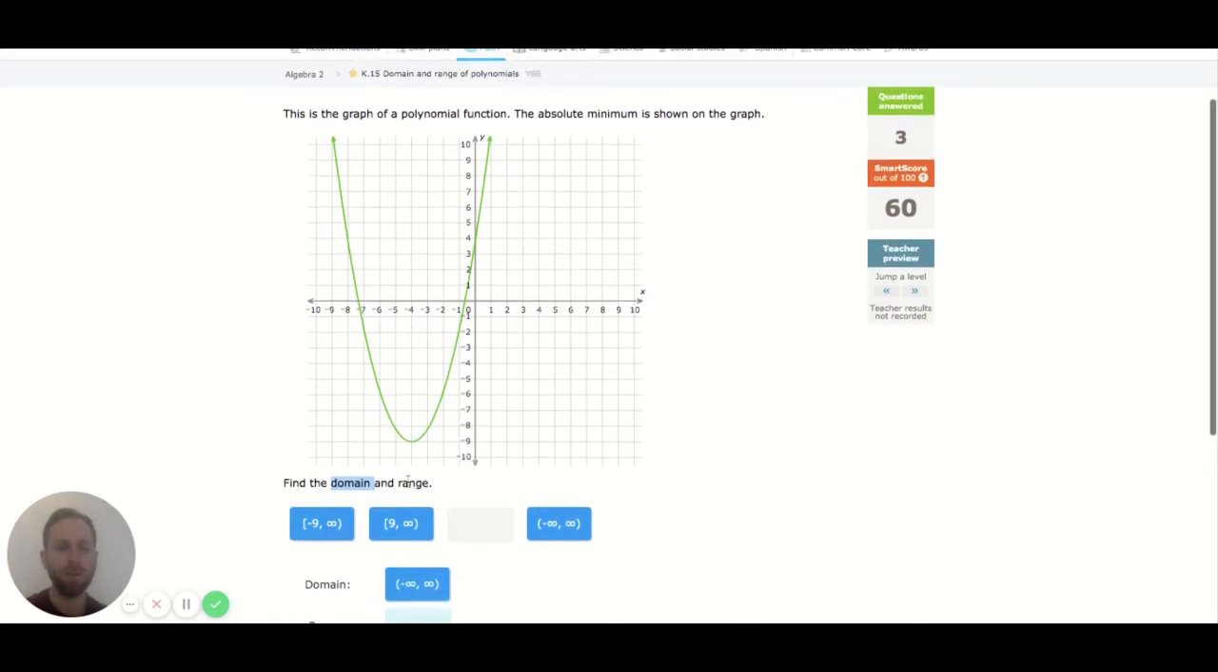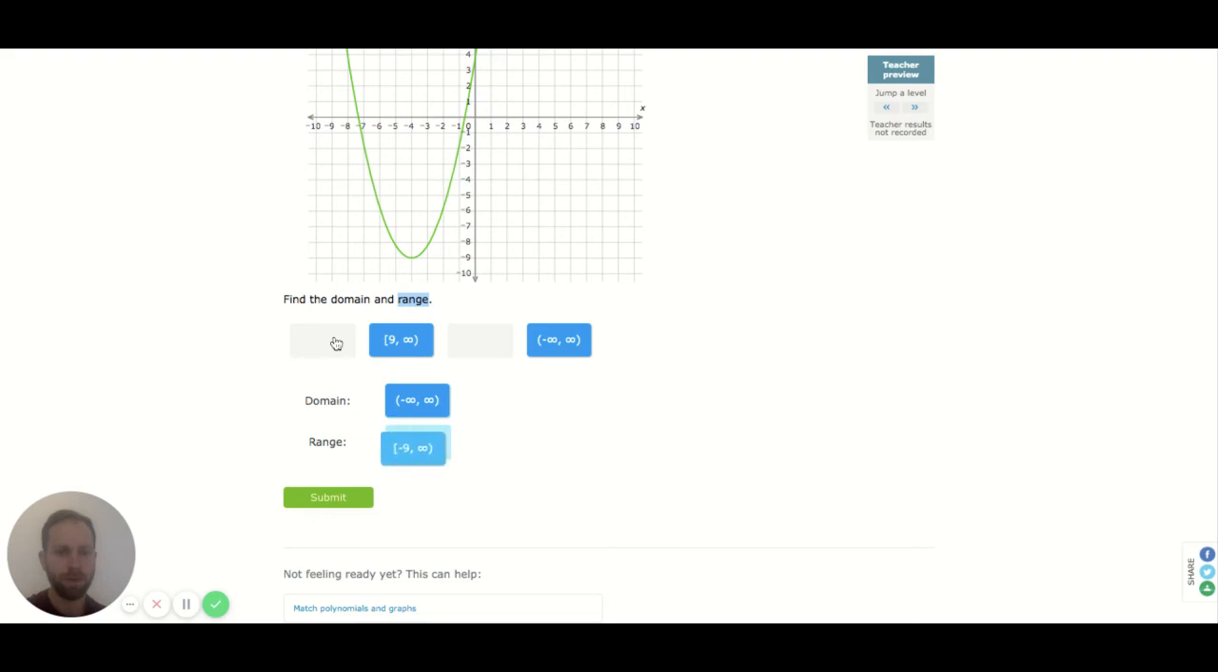But in terms of the range, how high or how low it's going, it can go to positive infinity, but it can't go below negative 9. That's the lowest point. So here's negative 9, positive infinity. That's the range.